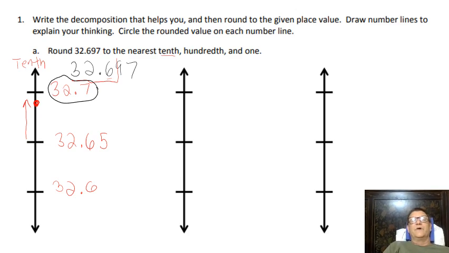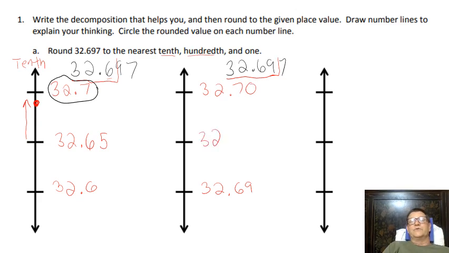Now for the next one, we're going to write the number out again, 32 and 697 thousandths. And this time it's telling me that we're going to round to the hundredth position. So the hundredth position is a 9. I like identifying the number, and that's going to be 32 and 69 hundredths. One more hundredth would be 32 and 70 hundredths. My midpoint between these two is going to be 32 and 69 hundredths, but I need one more, which is going to be 5 thousandths.